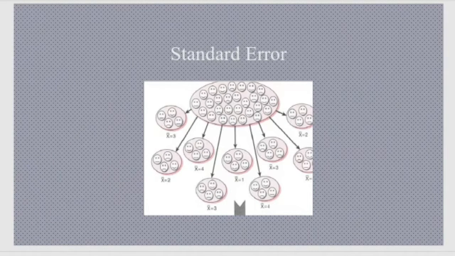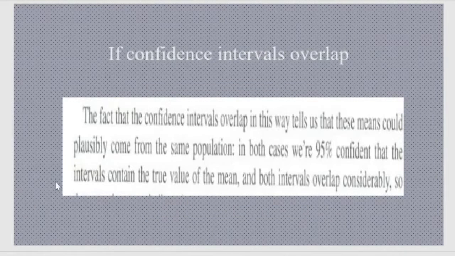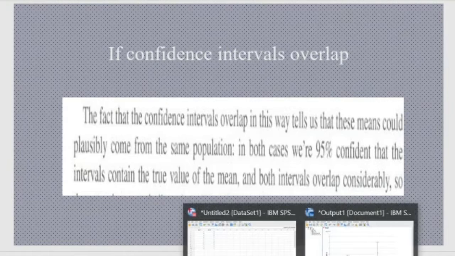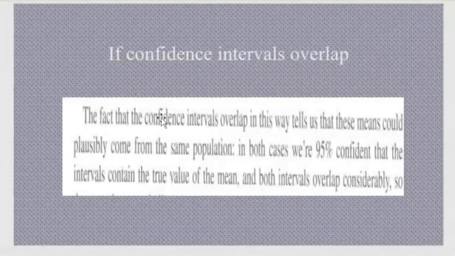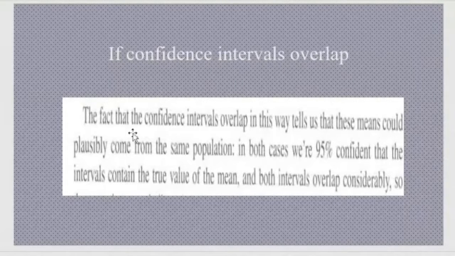Okay. Now, why we need error bars, or what error bars will tell us about the data when we are doing t-test. If the confidence intervals overlap, meaning in this case you can see these two have some overlapping, right? It means that the means came from the same population.